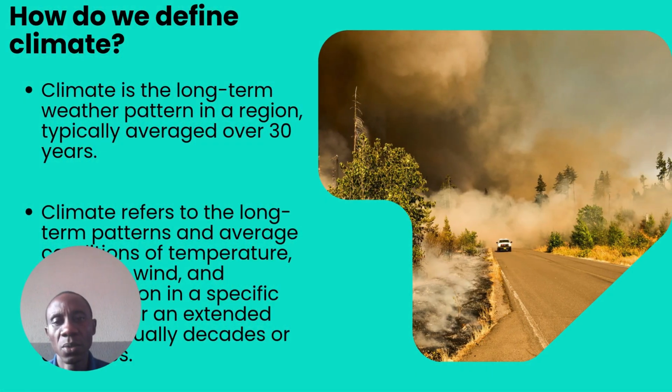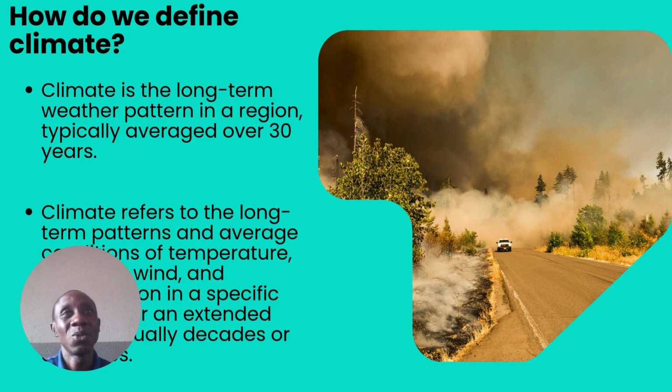Now let's go on to the topic, climate. How do you define climate? Climate is a long-term weather pattern in a region, typically averaged over 30 years. Remember in the last class we talked about weather. Weather being the condition of the atmosphere over a short period of time. It could be hourly or daily. Now, climate is a long-term weather pattern in a region, typically averaged over 30 years.